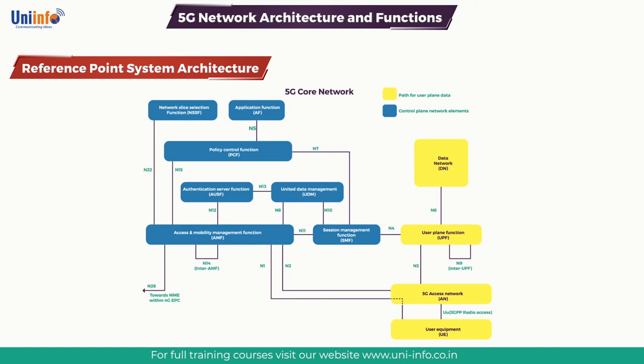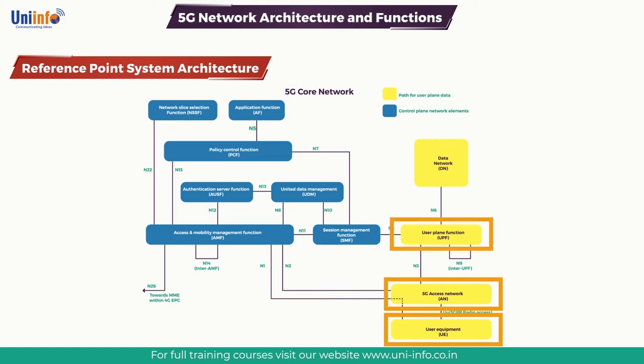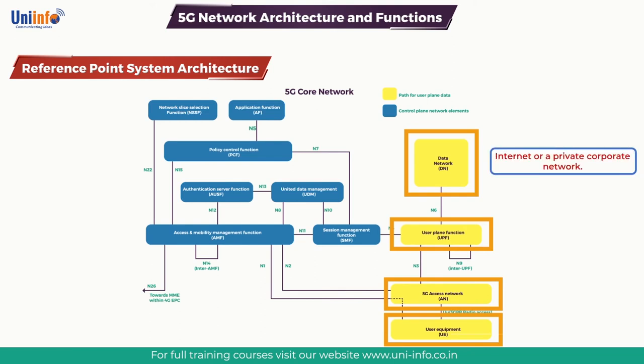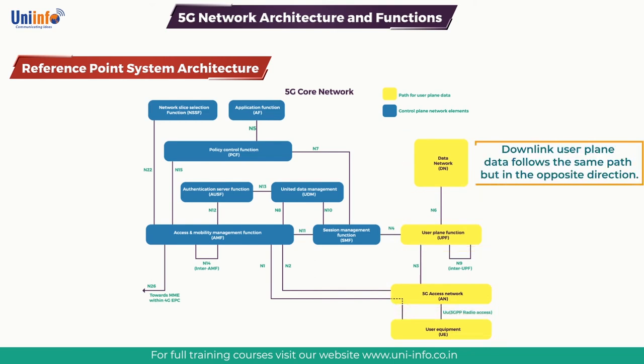Uplink user plane data is transferred from the UE to the 5G access network. It is then transferred through one or more user plane functions (UPF) before being forwarded to an external data network, for example, the internet or a private corporate network. Downlink user plane data follows the same path but in the opposite direction. There are exceptions to the separation of user plane and control plane functions.